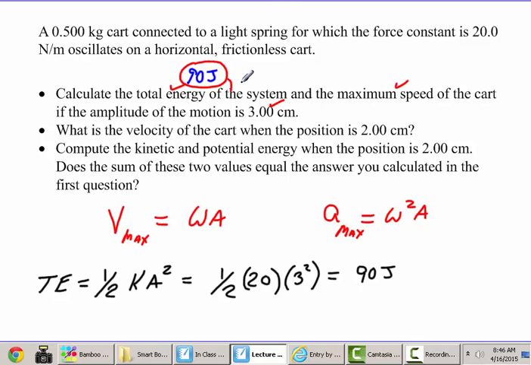Did everybody get 90 joules for total energy? Okay. Shouldn't it be 0.009 joules? Because that's what I got, because amplitude is given in centimeters. Oh, I'm sorry, my fault. Just give us per meter. Thank you very much. What'd you get? 0.009 joules.